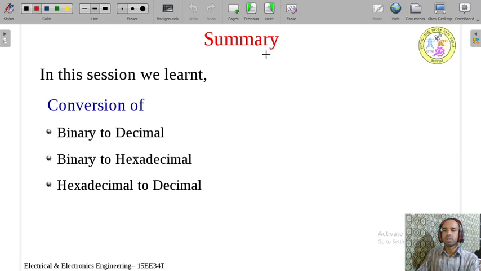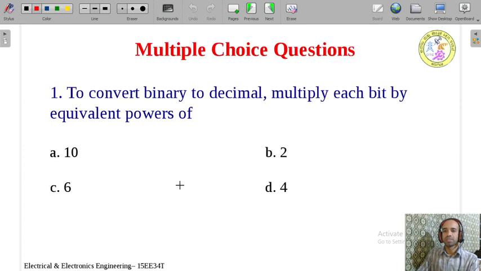So coming to the summary of this session. In this session we learned the conversion of binary number into decimal number, binary to hexadecimal numbers, and hexadecimal to decimal numbers. So now we shall take some of the MCQs.